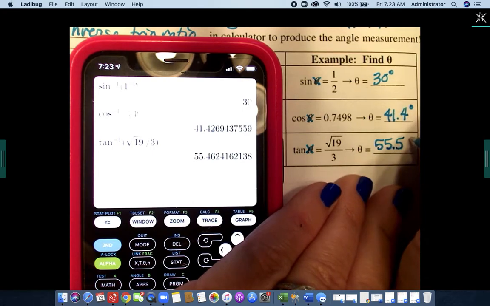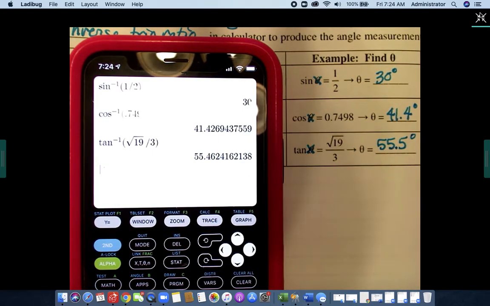So notice I'm rounding all of these numbers to the tenth place unless they're an integer, and I'm putting the degree symbol as my unit.